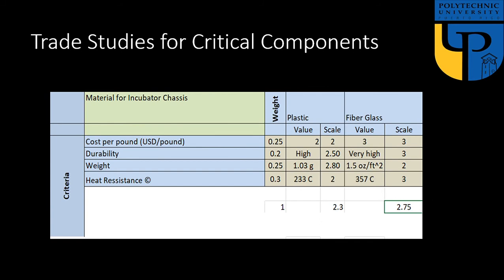And so now I'm going to show you my 3 critical components for the mechanical subsystem. The first one is the material for the incubator chassis, the body of the incubator. My 2 options are plastic or fiberglass, and my criteria for evaluating them were the cost, the durability, the weight, and the heat resistance, which are all very important, especially durability, weight, and heat resistance. As you can see from the table, it looks like fiberglass has won as the material. It's still not the final answer, but we're inclining toward that material.